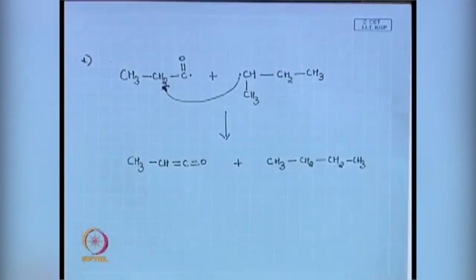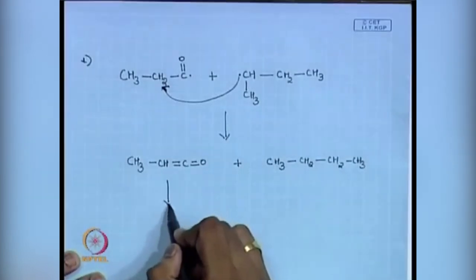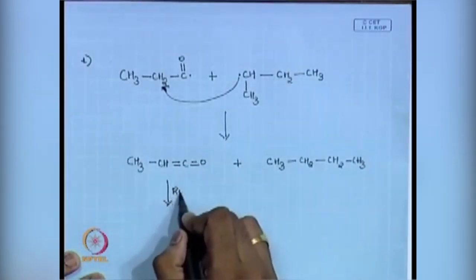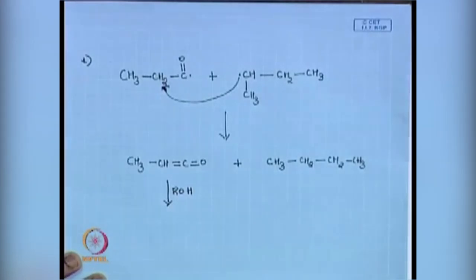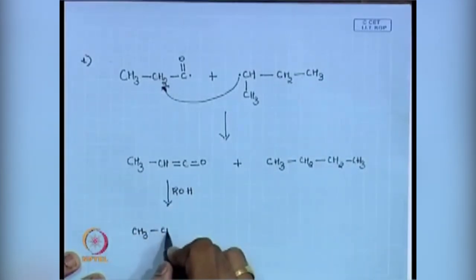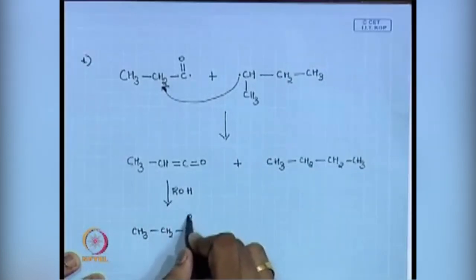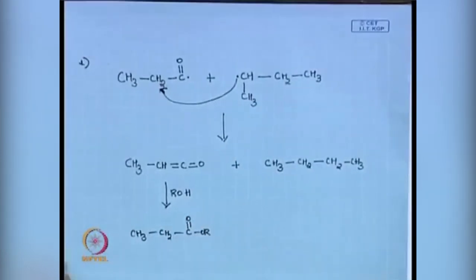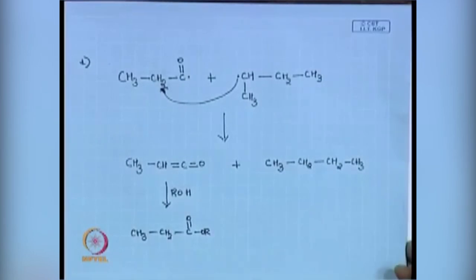Fine. If you have a solvent like ROH, you know what happens, ketene reacts with it and you can form your ester, right? If the reaction is done in methanol or ethanol solvent. If it is gas phase, then your ketene will be there, then it undergoes decarbonylation, other processes of the ketene happen, but in the solvent you can trap your ketenes.